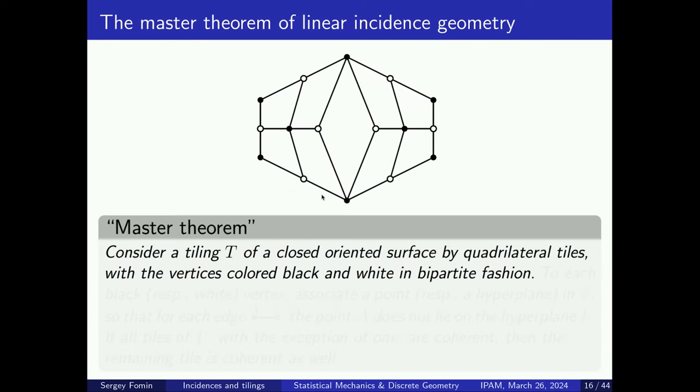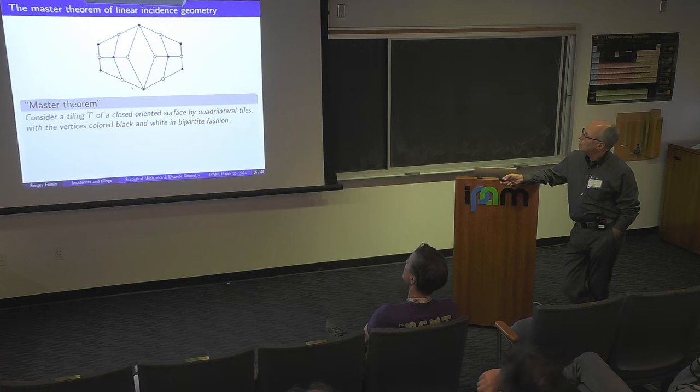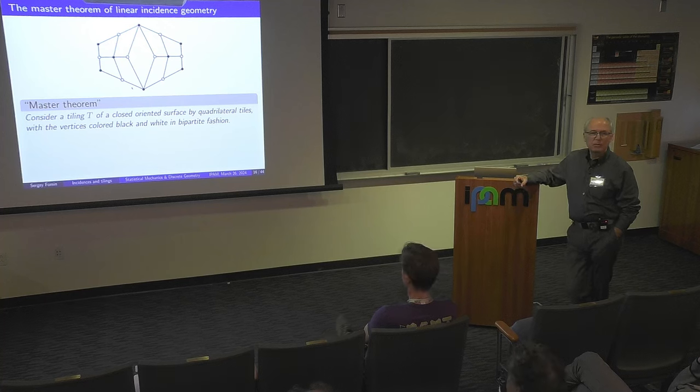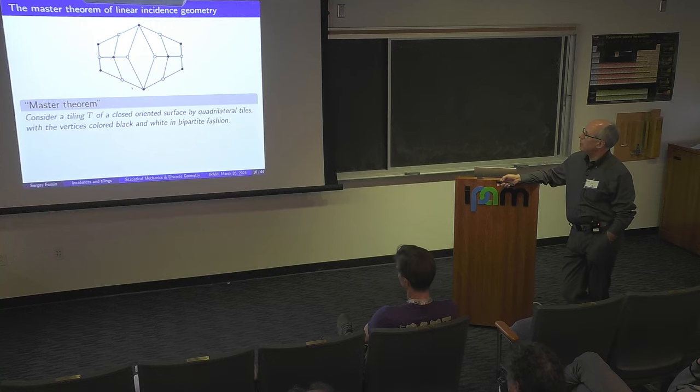Now, here is our theorem. Suppose we have a tiling of a closed oriented surface. In this example, the surface is a torus. So this is a hexagon whose opposite sides are supposed to be glued to each other. So we start with a closed oriented surface. It's tiled by quadrilateral tiles. The vertices are colored black and white in bipartite fashion.